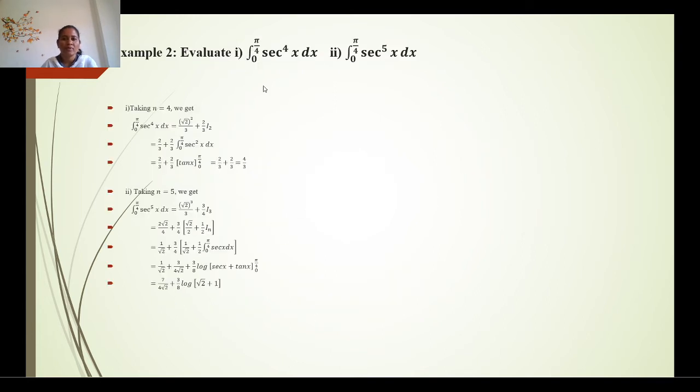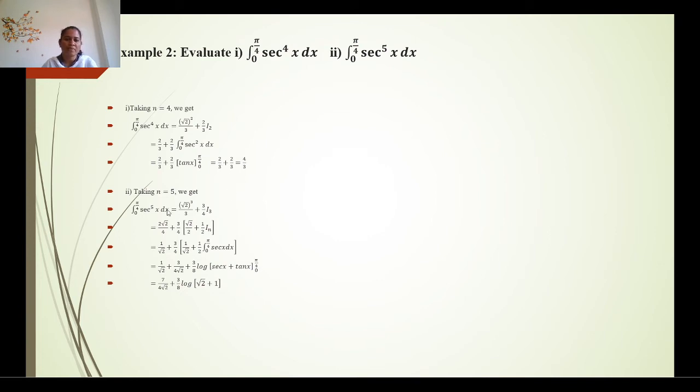Okay, so next we move on to the next problems. Second example: the integral from 0 to pi by 4 of secant to the power of 4 x dx plus the integral from 0 to pi by 4 of secant to the power of 5 x dx. So in the first problem, take n is equal to 4 in the reduction formula. We get, as already solved in the previous problem, root 2 whole square by 3 plus 2 by 3 I2. Then 2 by 3 plus 2 by 3 for I2. Take n is equal to 2 in the secant reduction formula. We get the integral of secant square x dx, which is tan x with the limit 0 to pi by 4. 2 by 3 plus 2 by 3, the final answer is 4 by 3.